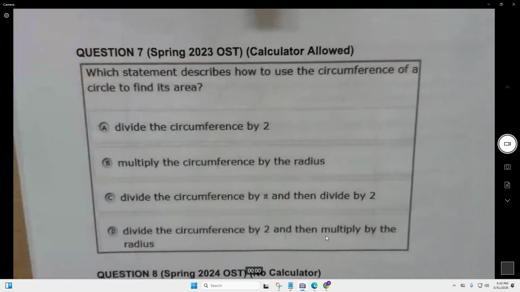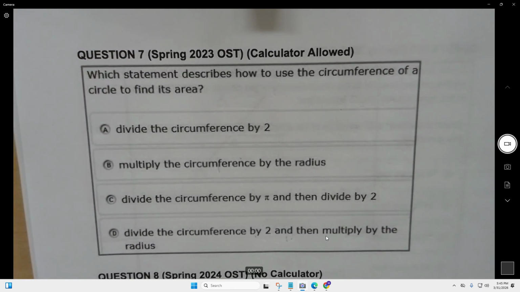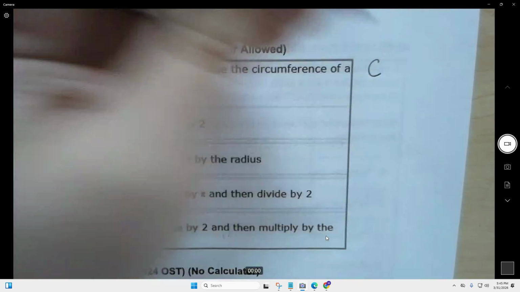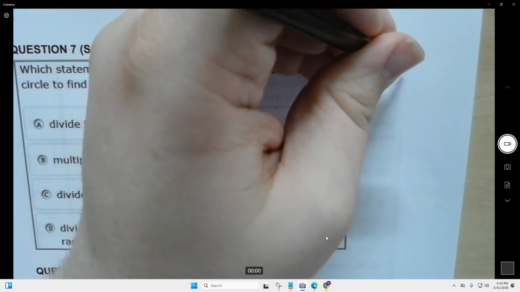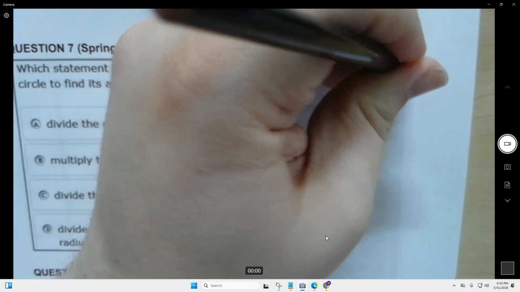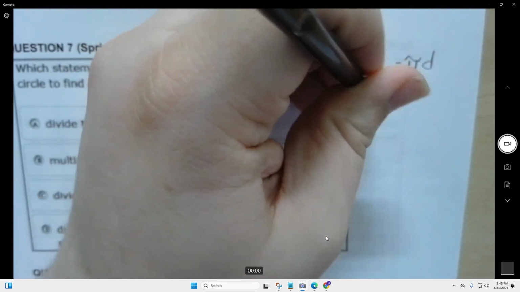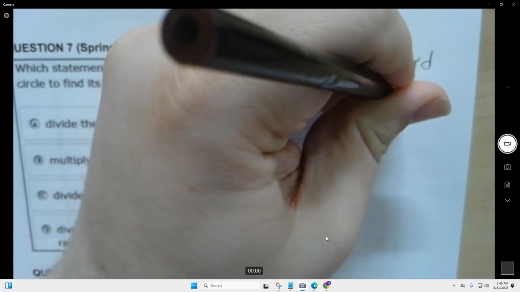Question 7. Spring 2023 OST. Which statement describes how to use the circumference of a circle to find its area? Okay, so now they're saying if we give you the circumference, find the area. So circumference is pi times diameter. Area is pi radius squared.